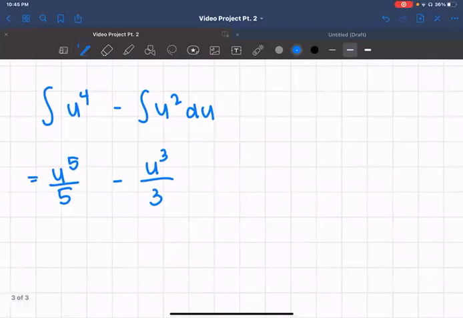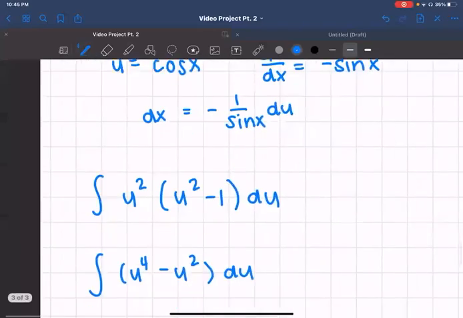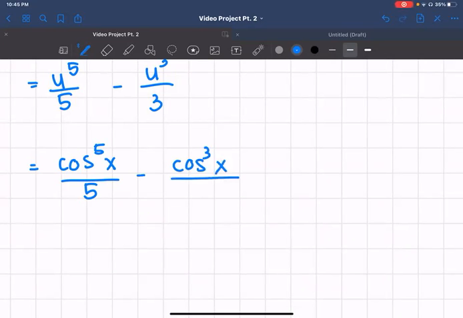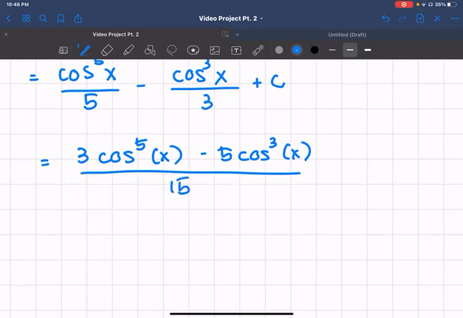And then we're just going to be plugging back in our u, which was seen over here, cosine x, which is going to equal cosine to the 5th x over 5 minus cosine to the 3rd x over 3 plus c, and simplified down, that's going to be 3 cosine to the 5th x minus 5 cosine to the 3rd x all over 15 plus c.